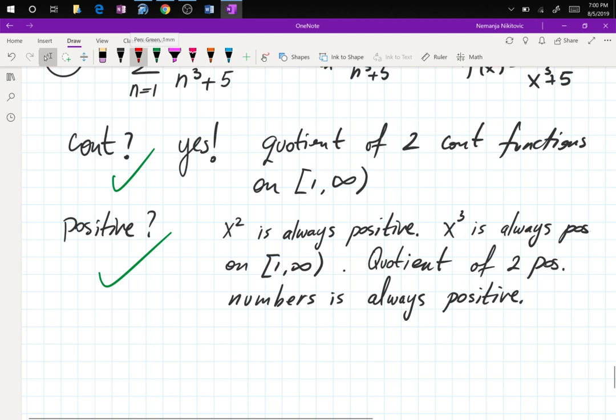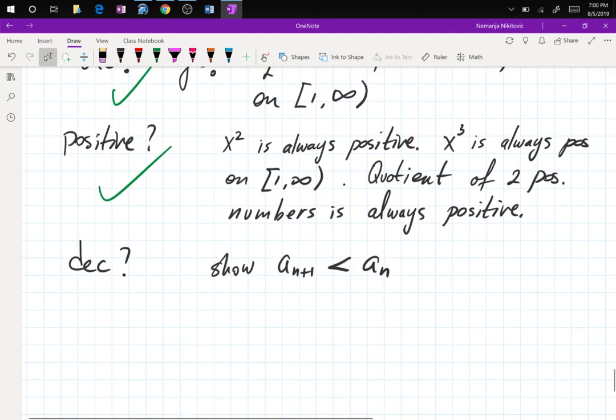Decreasing. Is it decreasing? Well, last time I used the derivative. Let me use this time to show that a_(n+1) is smaller than a_n. If it holds, right, because we can do it this way as well. You can go and take the derivative, show the derivative is always negative, whatever makes you happy.